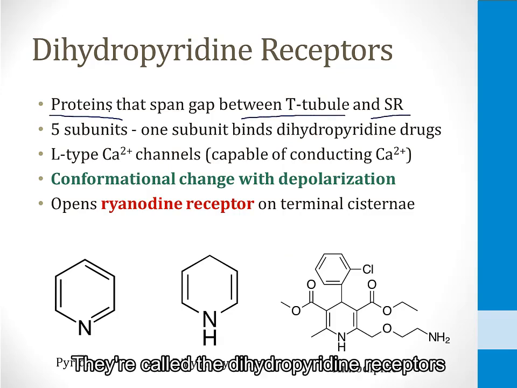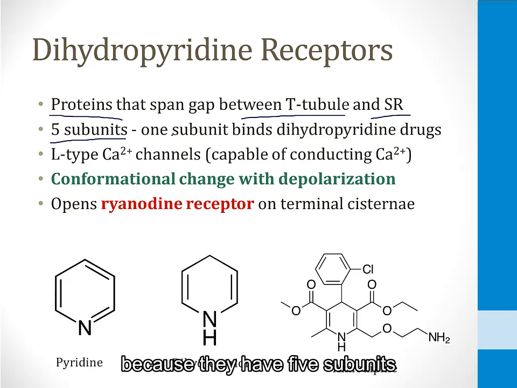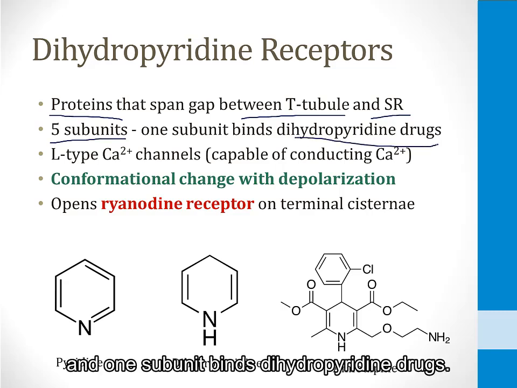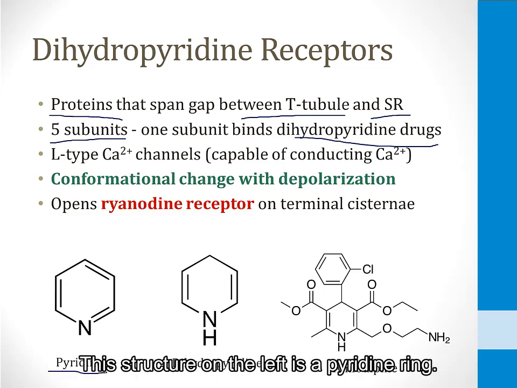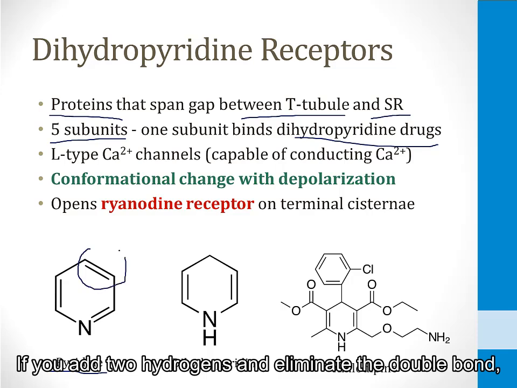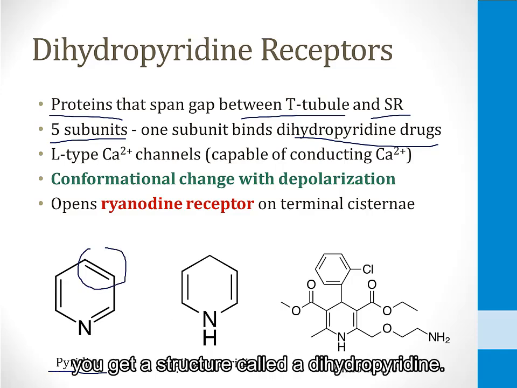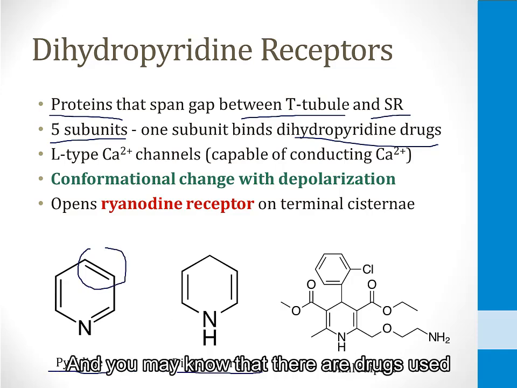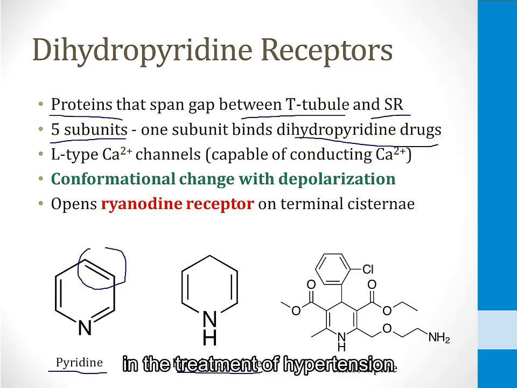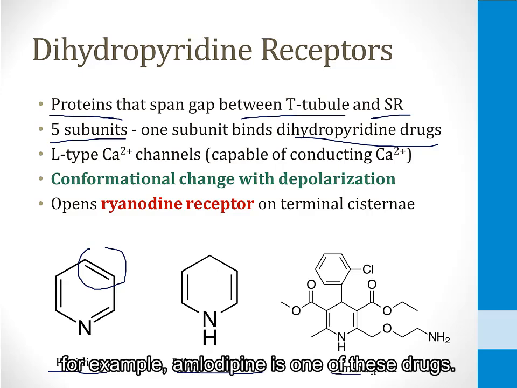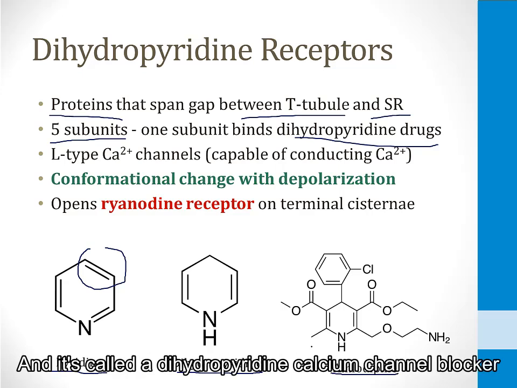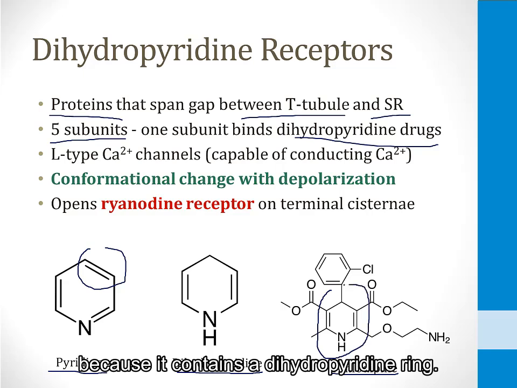They're called dihydropyridine receptors because they have 5 subunits, and one subunit binds dihydropyridine drugs. Let's take a look at the bottom of the screen. The structure on the left is a pyridine ring. If you add 2 hydrogens and eliminate a double bond, you get a structure called a dihydropyridine. And you may know that there are drugs used in the treatment of hypertension called dihydropyridine calcium channel blockers. For example, amlodipine is one of these drugs. And it's called a dihydropyridine calcium channel blocker because it contains a dihydropyridine ring.